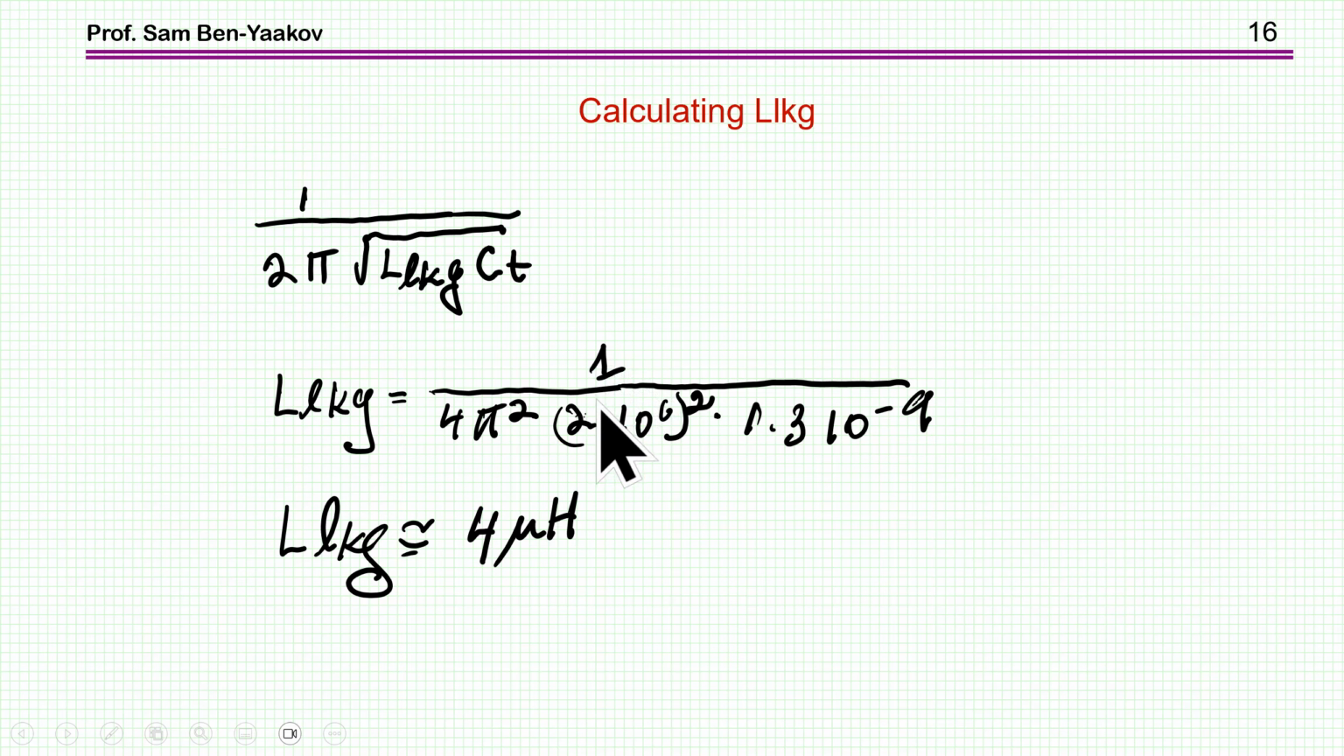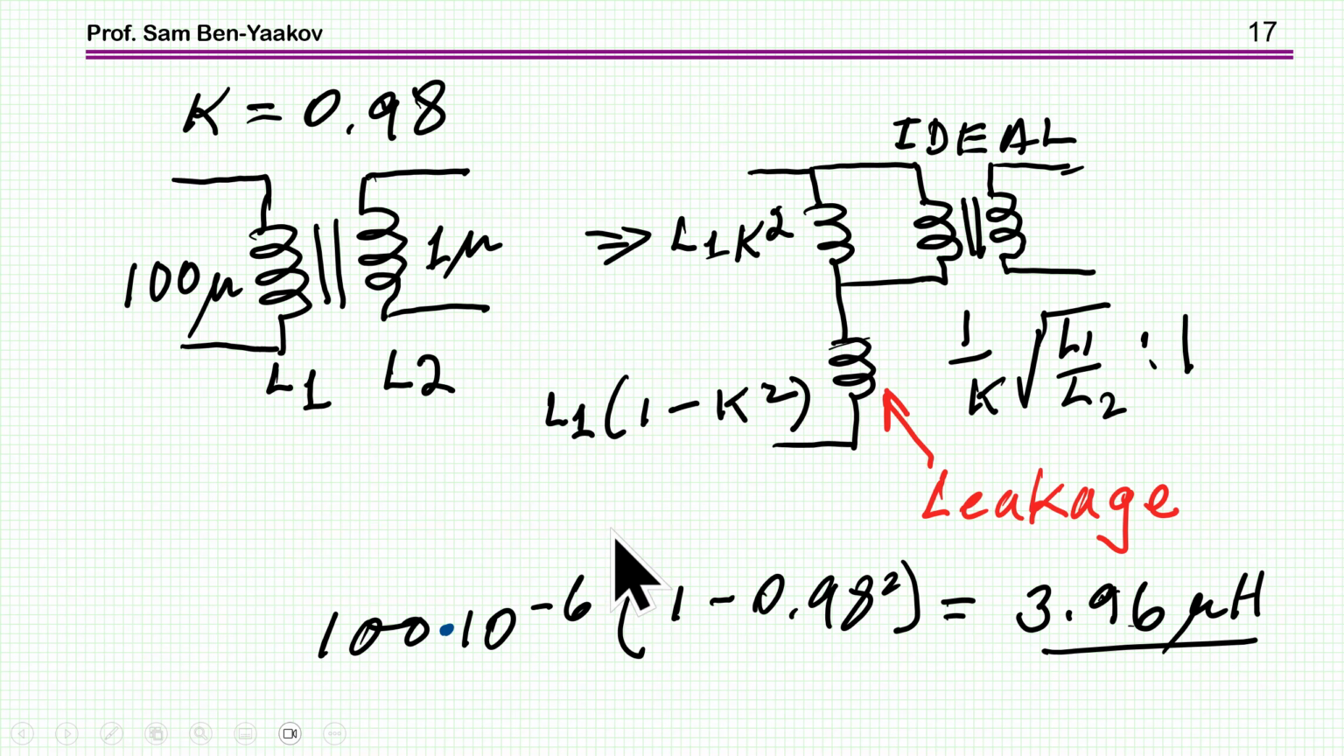Now, from these two equations, I can also get the leakage inductance, okay? And I can get it from the measurement without the 1 nanofarad, and it comes to be 4 microhenry. Okay, so this is something that I got from the measurement. On the other hand, in the circuit, I've put a coupled inductor with a coupling coefficient of 0.98. This is for the simulation circuit.